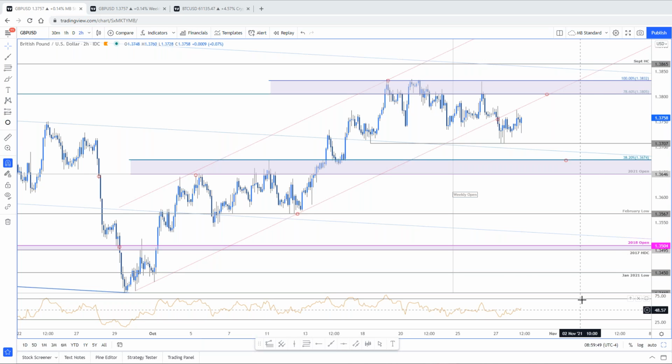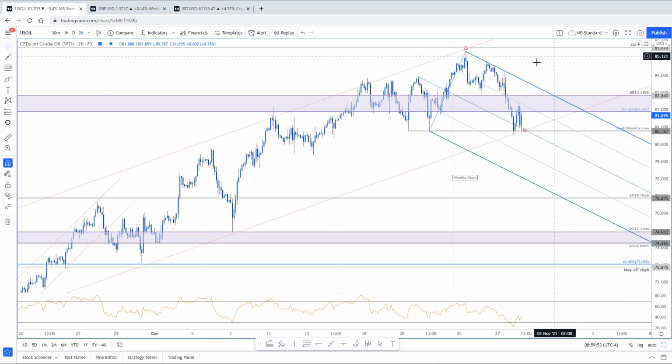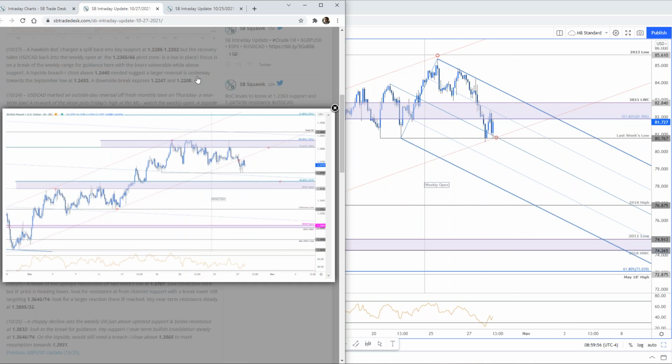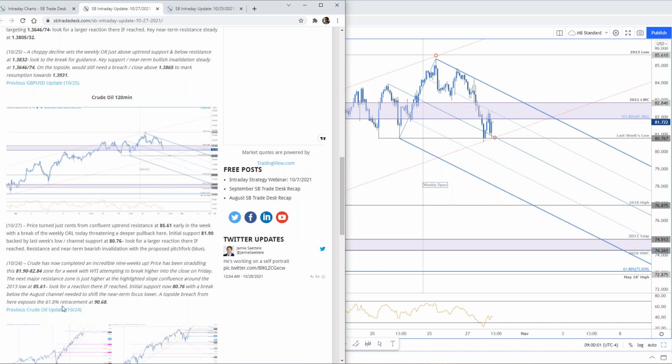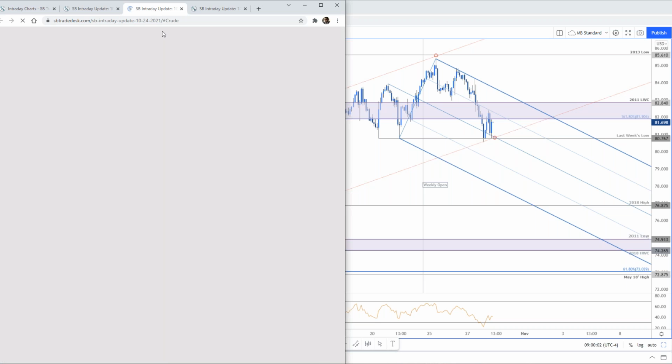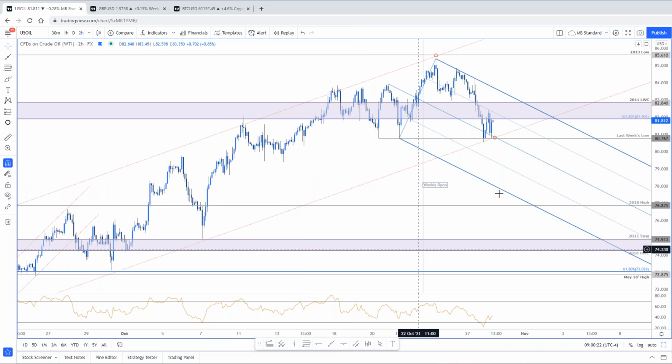Number 9, here is crude oil. So, beautiful turn. Our last update on crude oil, we were essentially warning of the turn. If you go back to the 24th, here's what the update looked like. This was the open on Sunday. We talked about that 2013 high, saying 85.61 is your first level to which you look for a larger reaction. It's the objective, 2013 high. It's uptrend resistance.